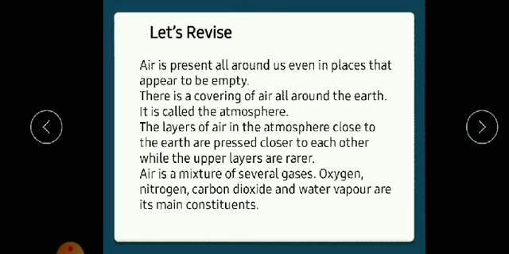Let us revise what we have studied. Air is present all around us, even in places that appear to be empty. There is a covering of air all around the earth. It is called the atmosphere. The layers of air in the atmosphere close to the earth are pressed closer to each other, while the upper layers are rarer. Air is a mixture of several gases. Oxygen, nitrogen, carbon dioxide, and water vapor are its main constituents.